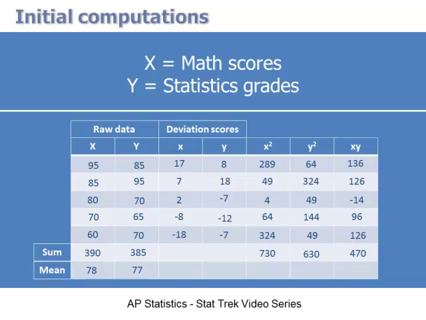Among all these numbers, 5 are especially important: the mean of x, the mean of y, the sum of x squared, the sum of y squared, and the sum of xy. These 5 numbers, shown in red, are the ones that we will use to complete our regression analysis.